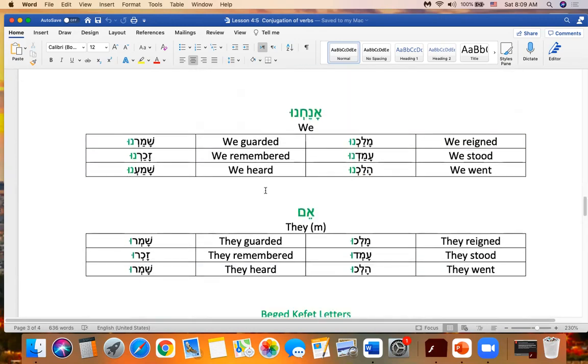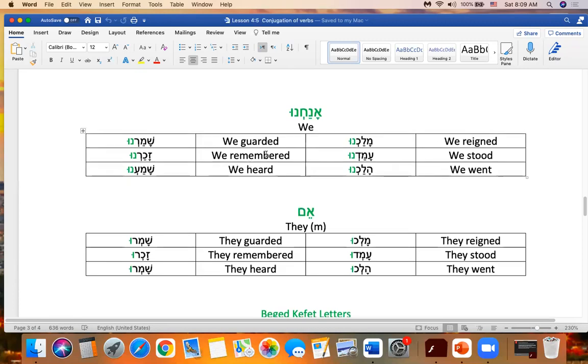So now let's go on to anachnu. So here again, at the end of anachnu is nu. And basically that's what you're going to add to the root of all the words. So reigned, malach, malachnu. Stood, amadnu. Went, halachnu. Guarded, shamarnu. Remembered, zacharnu. Heard, shamanu. So that's an easy one. And the ones that we've done so far are probably the ones that are most used.